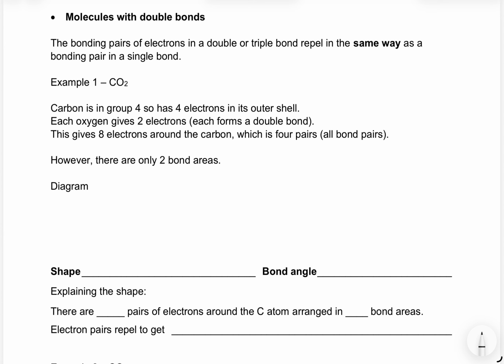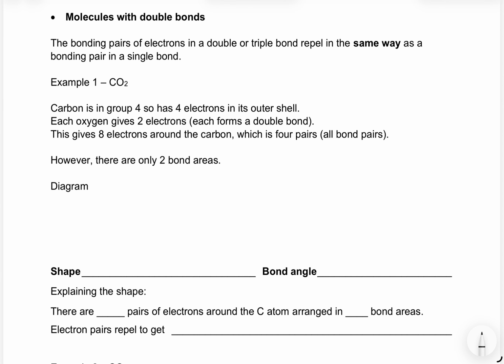A bonding pair of electrons in a double or triple bond is going to repel in exactly the same way as the bonding pair in a single bond. So we're going to treat the double bond as one bond, one double bond. So although it's two bonds, it's two bonds in one place. This does make it a little bit harder to count up.